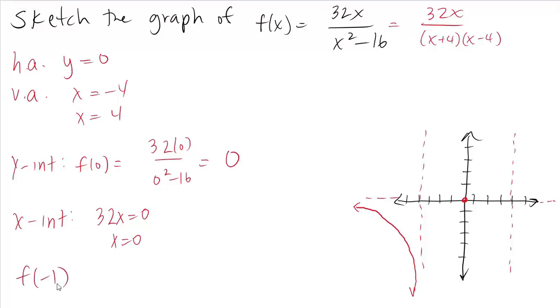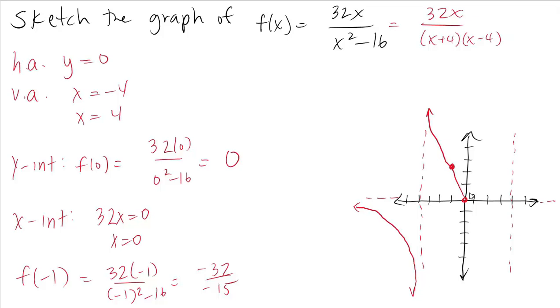f of negative 1 is 32 times negative 1 over negative 1 squared minus 16. That's negative 32 divided by 1 minus 16, which is negative 15. And that's a little bit bigger than 2. Well, now I know what this part of the graph is doing. I know it doesn't bend back down because there aren't any more x-intercepts. So the function must go through this point and up towards positive infinity like this. Kind of missed that point. Let me just draw on top of it.